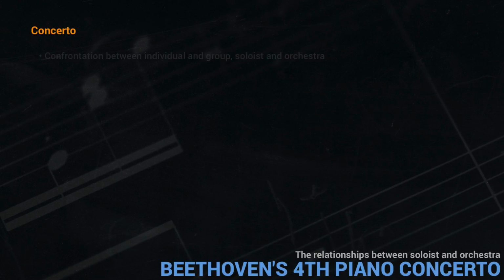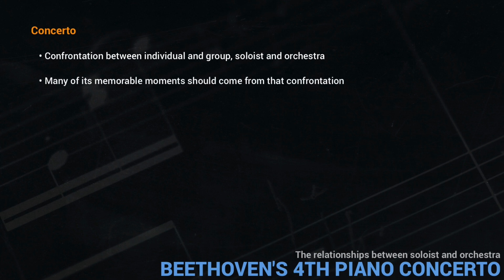In any concerto, there's a confrontation between individual and group, soloist and orchestra. This confrontation is what makes the concerto form distinctive and ultimately is at the core of its design. Although a concerto might resemble a symphony in its overall form, many of its memorable moments should come from that confrontation. But there are actually many possible relationships between an individual and a group.